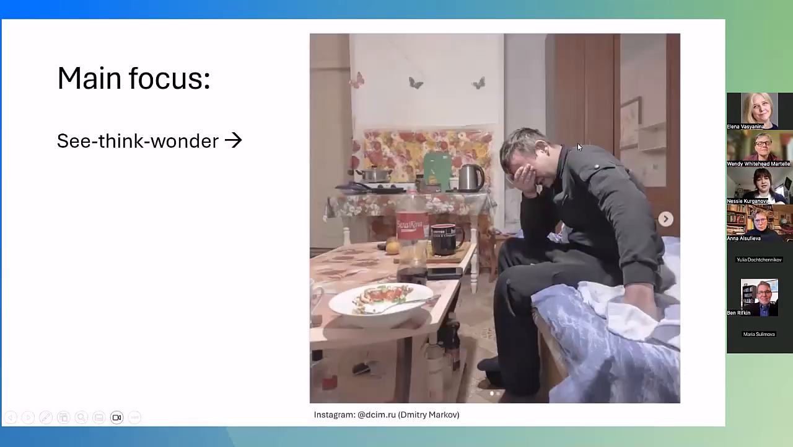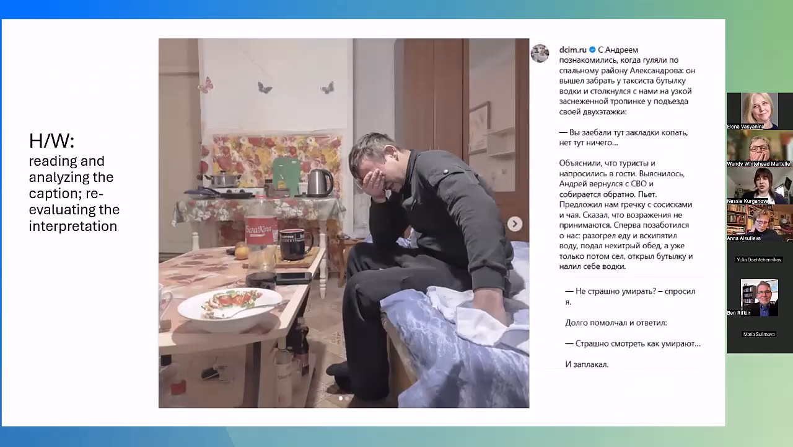And after they did that and got comfortable with that routine, I had them do it based on this one photograph. So they all had this one. They were all comfortable with that kind of routine. And as a home assignment, they took the caption of this photograph home to work with.